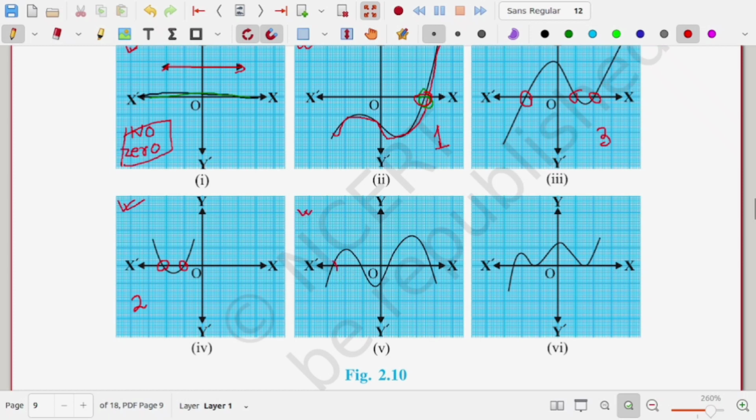Now next problem. Just look at the graph. Here one time, 2 times, 3 times, 4 times. So it cuts the x-axis 4 times. So the number of zeros will be 4. Now next problem. Here one time, here one time, here one time. So the graph cuts the x-axis 3 times. So in this case, the number of zeros will be 3.